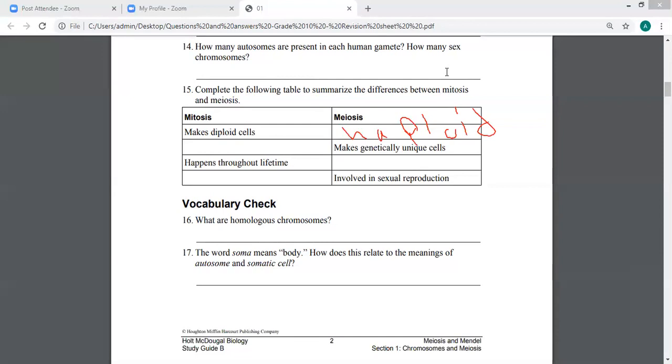Mitosis occurs in diploid cells while meiosis occurs in haploid cells.